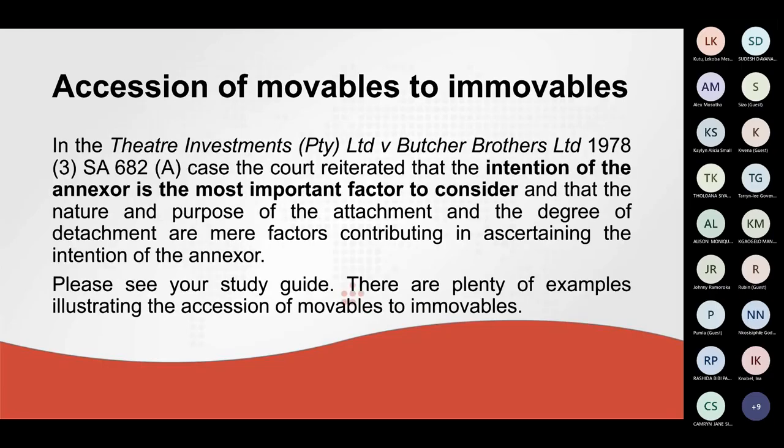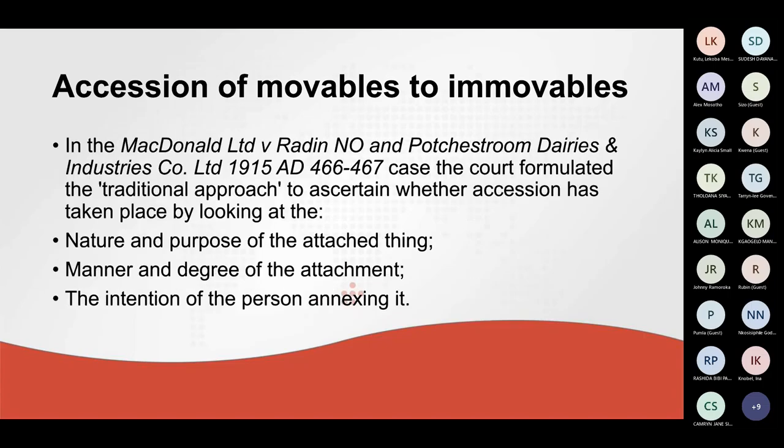So in your study guide, you will see that there are various case law referred to. The McDonald versus Radin case, where the court formulated the traditional approach to ascertain whether a cession has taken place. And these are the three factors that the court mentioned. But in your study guide, there is a further elaboration on this traditional approach that will assist you in determining whether the building became part of the land.